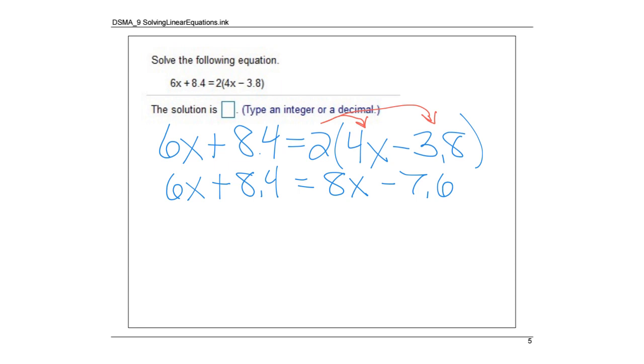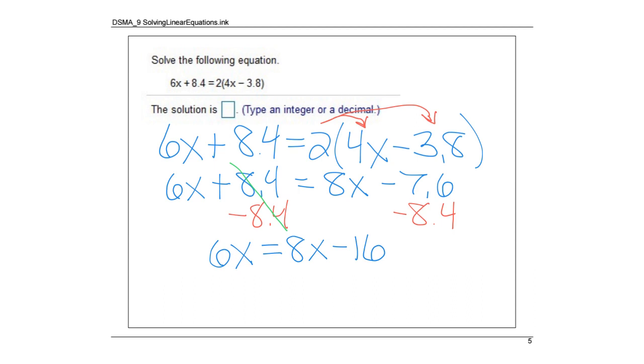So I'm going to go ahead and let's move that 8.4 first. So I'm going to subtract 8.4 on both sides. That leaves me with 6x equal 8x minus, looks like 16. Okay, so all I did was move the 8.4. I subtracted 8.4 on both sides. That gave me 0 on the left and just the 6x. On the right, that gave me a negative 16.